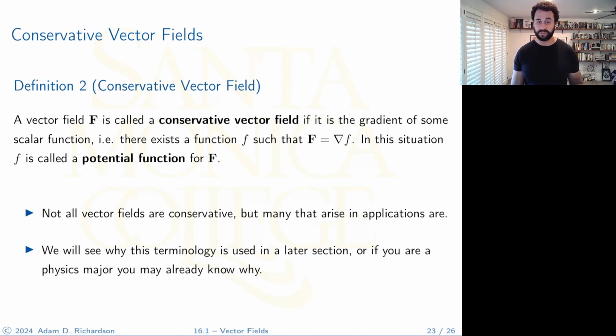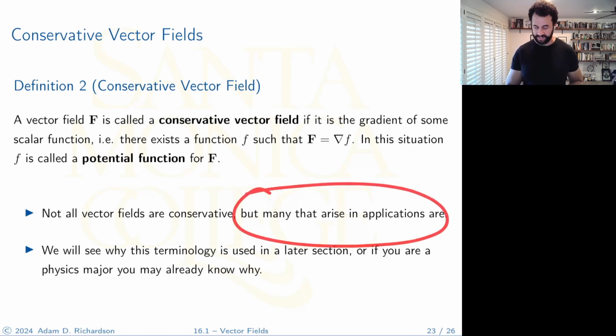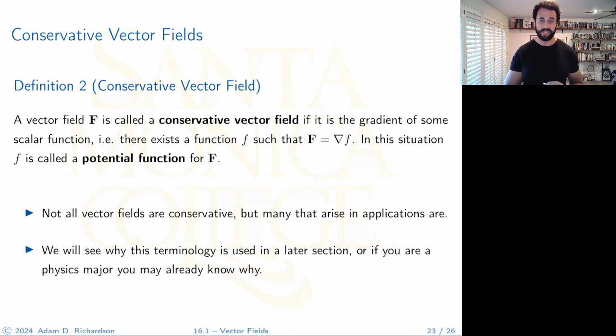Not all vector fields are conservative, so that's one thing to keep in mind. Not all of them are conservative, but many, many that arise in applications are conservative, and that's why they're so special. We're going to see why we're using the word conservative, and why we're using the word potential here. If you're a physics major or an engineering major, you may already know why. You can already see the punchline coming. It's just we have, geez, how many sections? 2, 3? We'll get the punchline in, I think, 2 sections, but I'm not sure. Anyway, that's what a conservative vector field is.